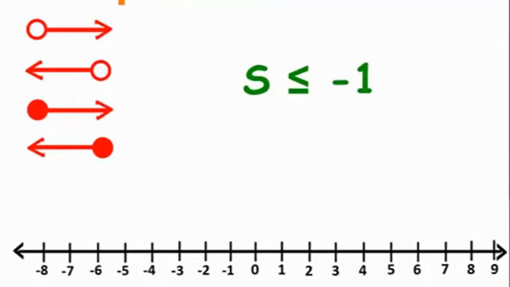S is less than or equal to negative 1. So I need the one of these circles that are filled in, and this is the one that I would use. S is less than or equal to negative 1. I want you to notice that the direction that the greater than or less than sign is pointing is the direction it goes on the number line.